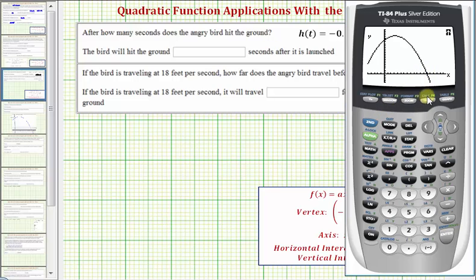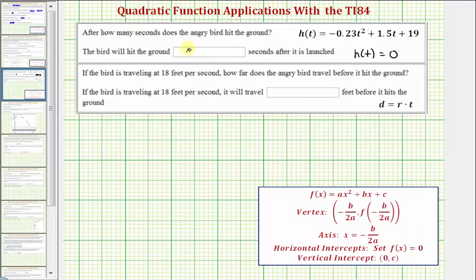So we can press second trace, option 5 for intersection, and then simply press enter 3 times. Enter, enter, enter. Notice how this tells us that at time approximately 12.92 seconds, the height would be 0. So the bird hits the ground after 12.92 seconds.